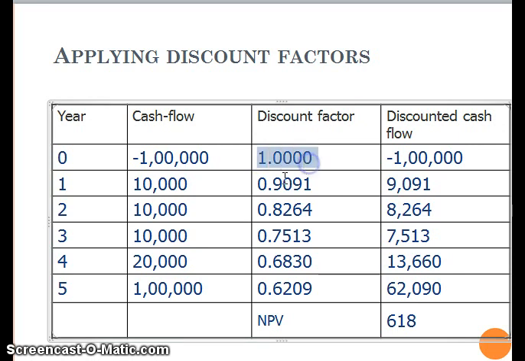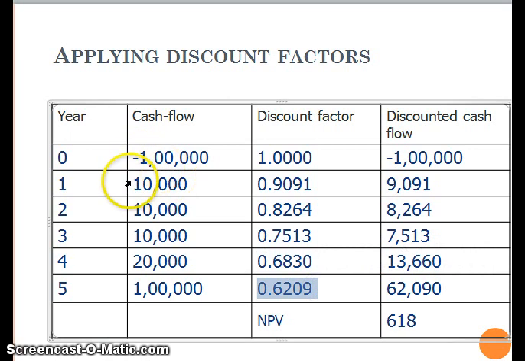So the discount factors: for the first year it is 0.9091, for the second year it is 0.8264. Similarly, when t equals 3, you substitute in the formula and you will get 0.7513 for the third year. For the fourth year it is 0.6830. For the fifth year it is 0.6209.